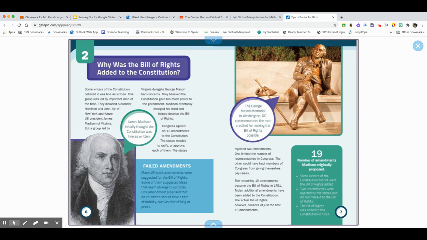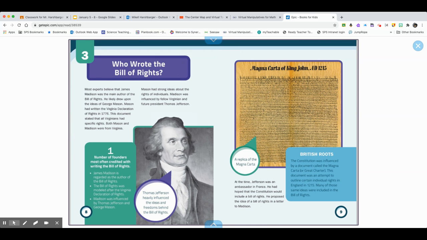Then over here it says 19, number of amendments Madison originally proposed. Some writers of the Constitution did not want the Bill of Rights added. 2 amendments were rejected by the states and did not make it to the Bill of Rights. The Bill of Rights was added to the Constitution in 1791. So once again, without even having read all this text, this is probably unlocking or reconnecting you with some of the things that you already know about the Constitution.